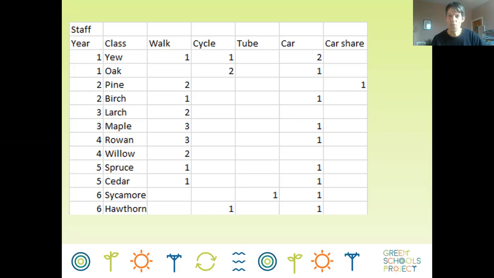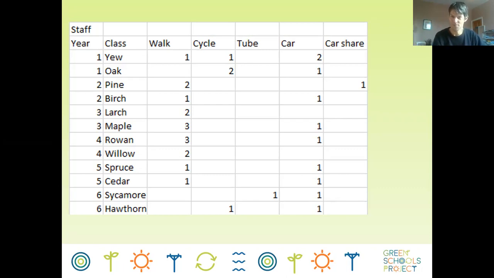And I want you to write it on the right-hand side of the table under a heading which says total. So you're going to write total to the right of car share and just count up how many staff there were for each class. So nice and simple. For example, U, there was 1 person walked, 1 person cycled, 2 people got the car. So that's 1, 2, 3, 4. So the total is 4. Put that in the right-hand column, and then do the rest of them.